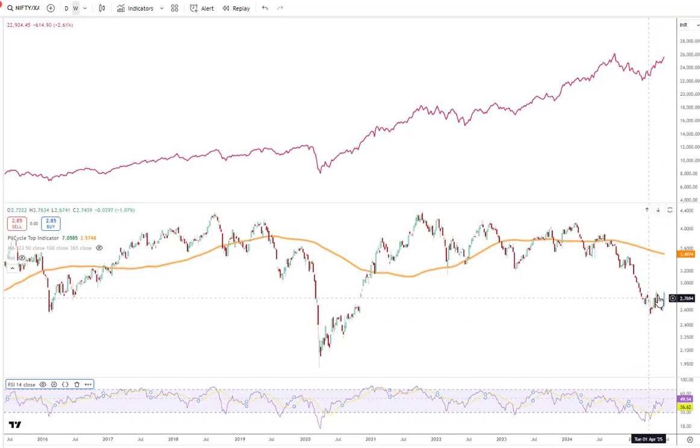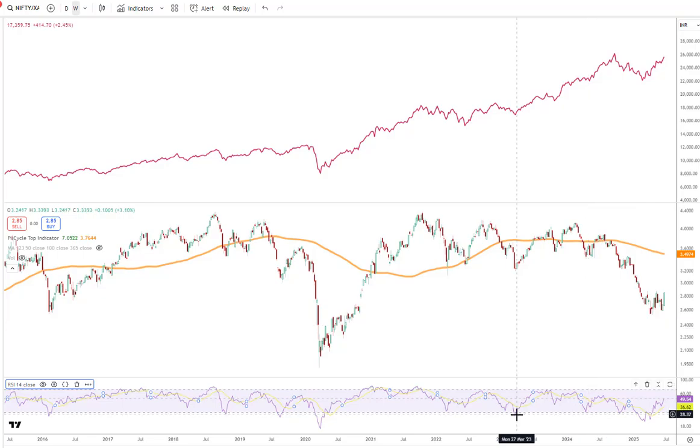This ratio of Nifty versus gold is consolidating in a broad range, largely because while Nifty has rallied, you have also seen that gold has rallied a lot in the same period. Let's now look at the history as to what happens when the RSI falls below 30 and what kind of price action we saw in Nifty after that.